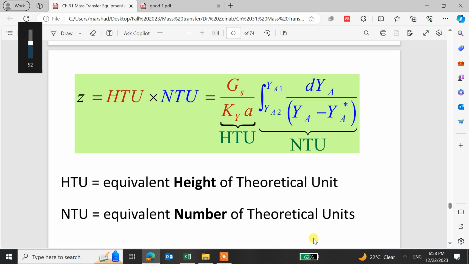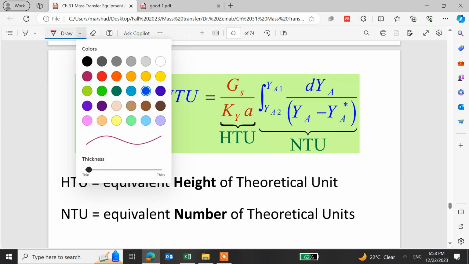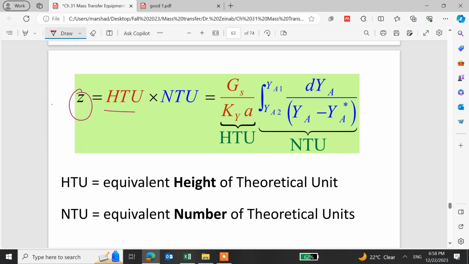Welcome all. I'm going to explain how to find the height of an absorber. So this is the equation. Z is the height, so HTU times NTU. HTU is Gs over KYa. So this KYa is given, Gs is the gas flow rate based on solute-free gas flow rate. So this one you can find.